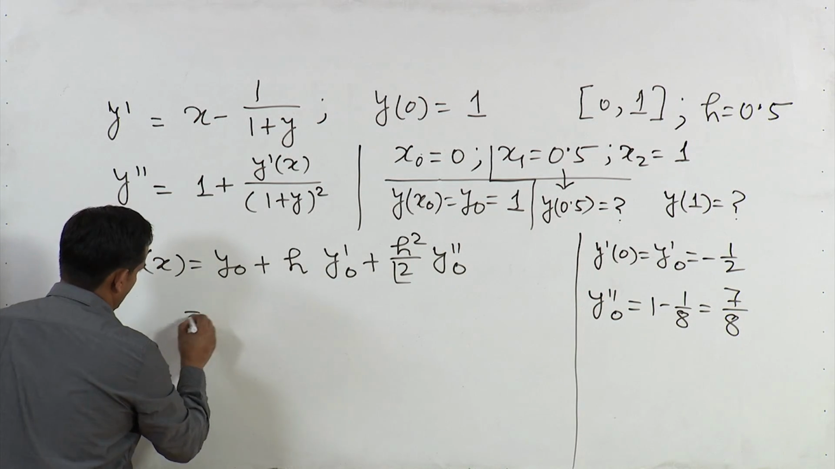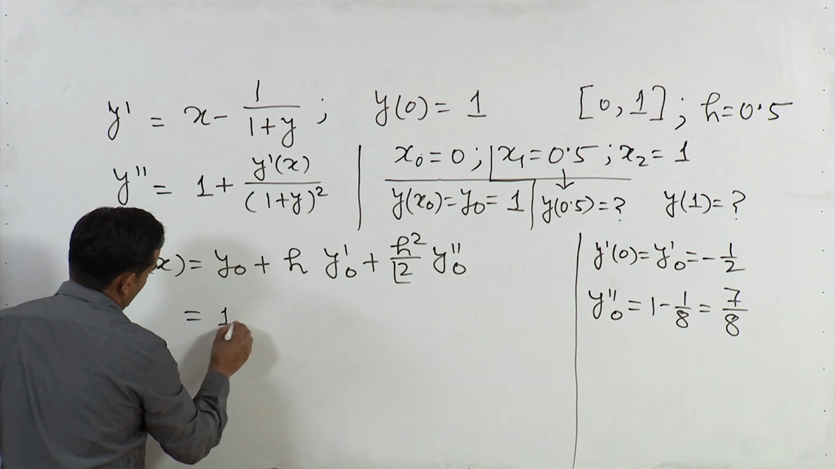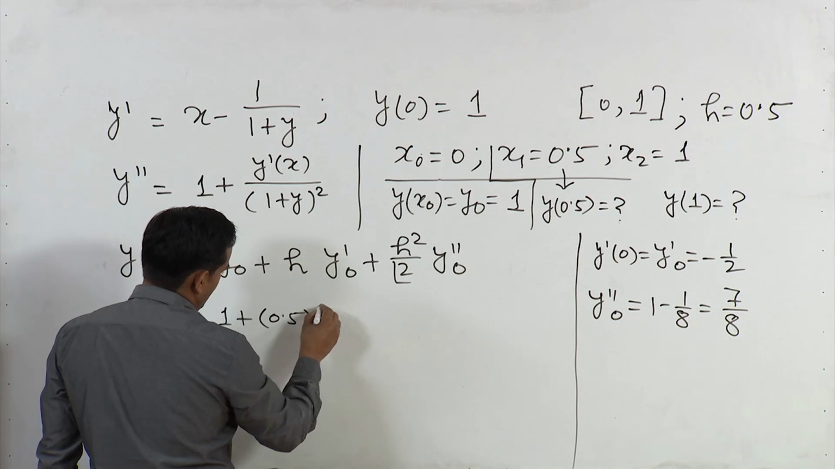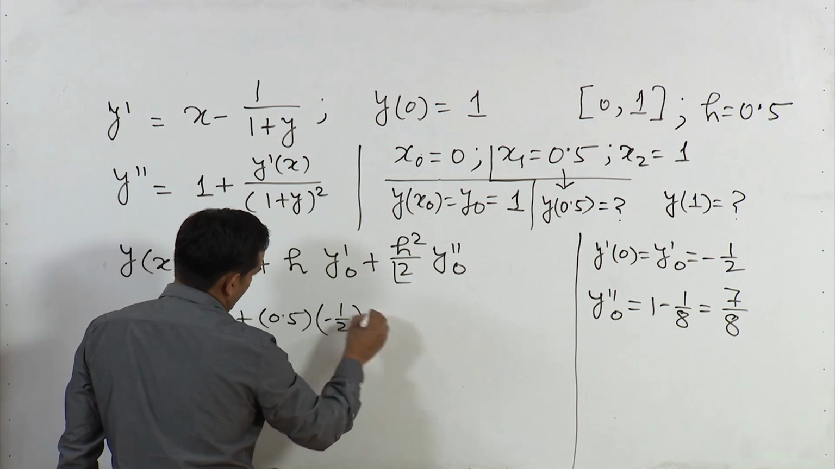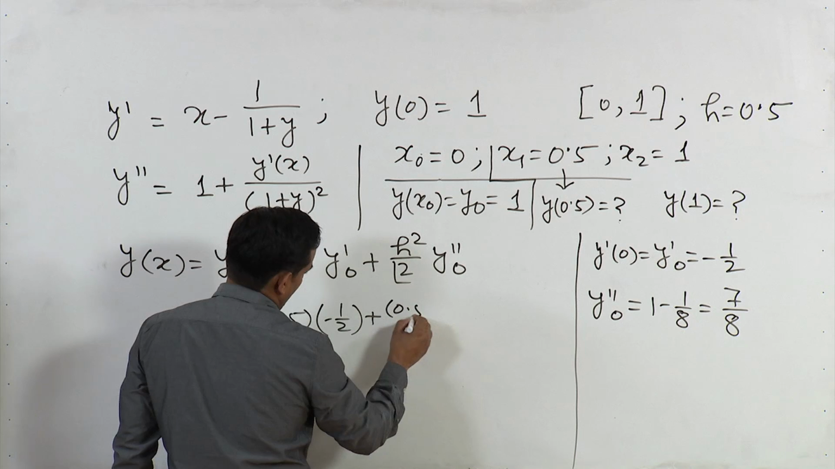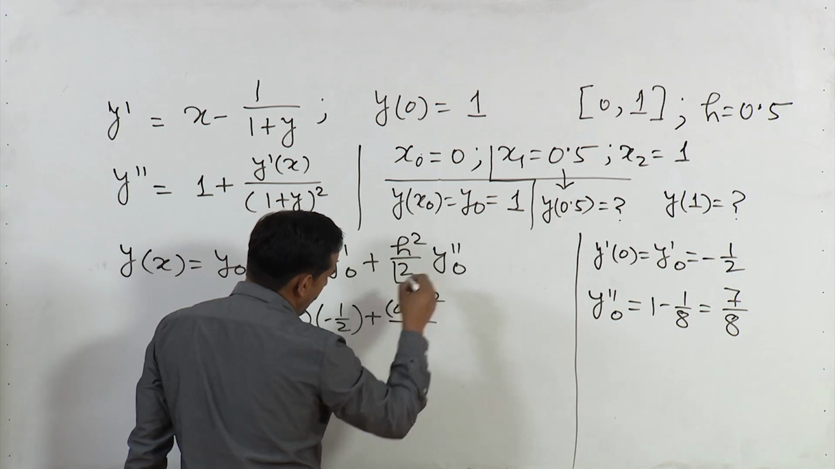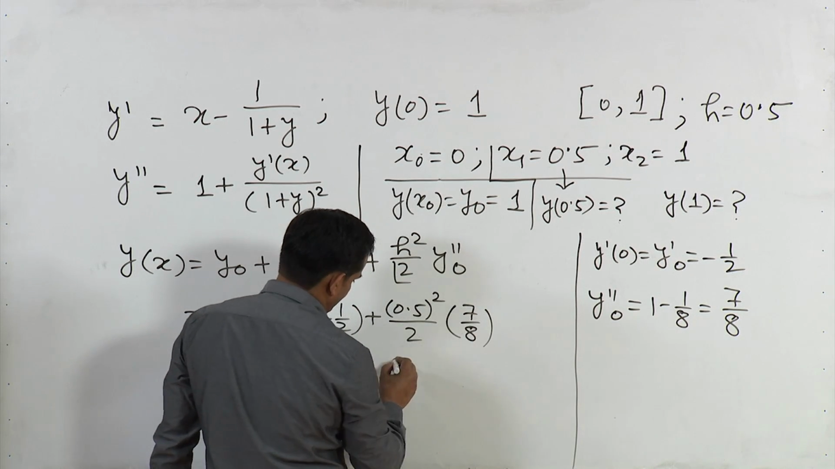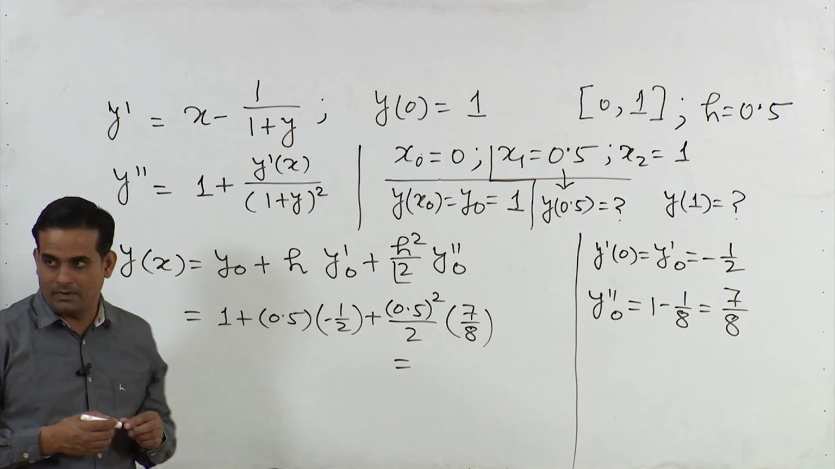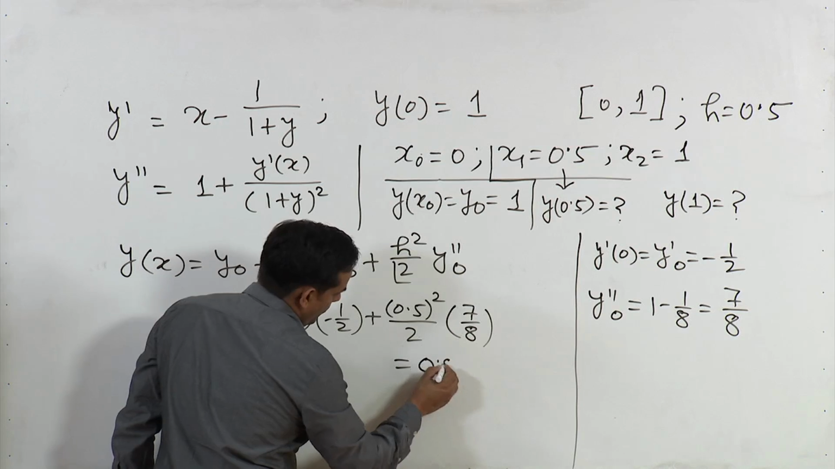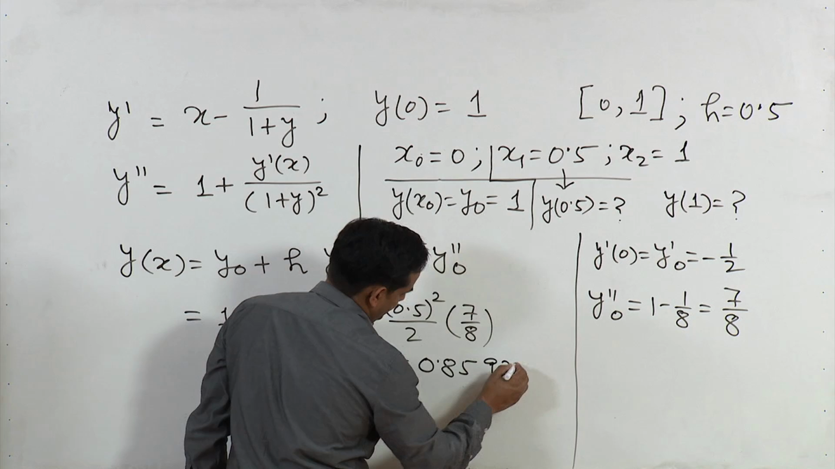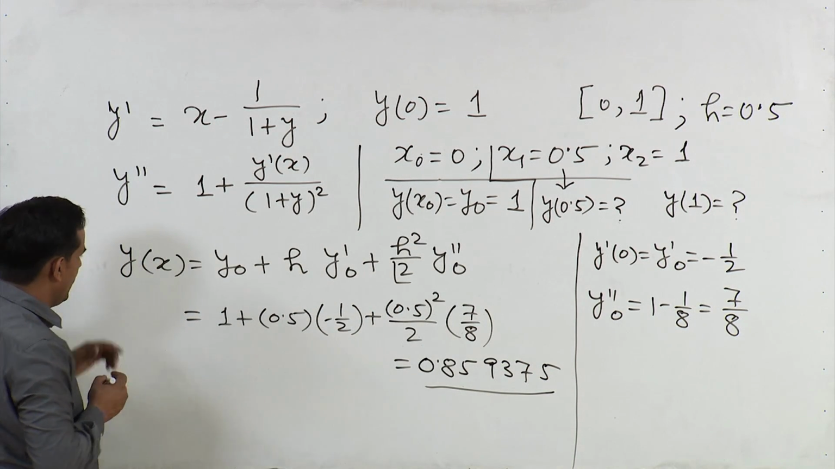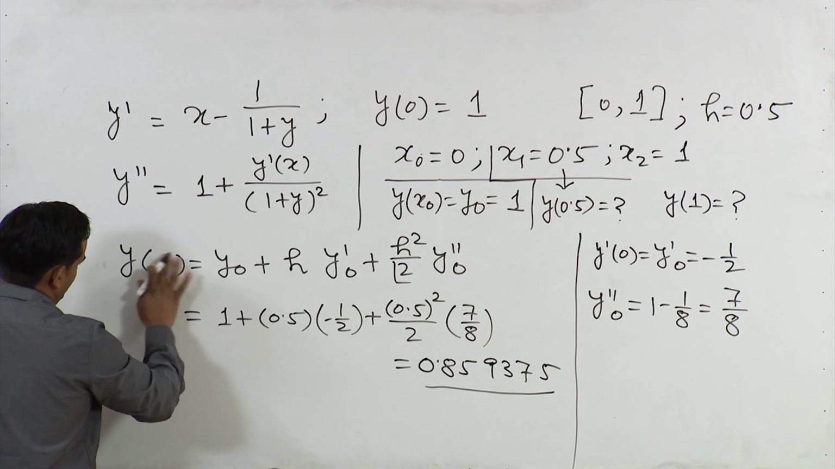So, after putting these values here, y0 is 1 plus h is 0.5, y prime 0 is minus 1 by 2, plus 0.5 whole square upon 2, and then y double prime 0 is 7 by 8. And after simplifying this, I will get a value 0.859375. So, this is the approximation of y at x equals 0.5.